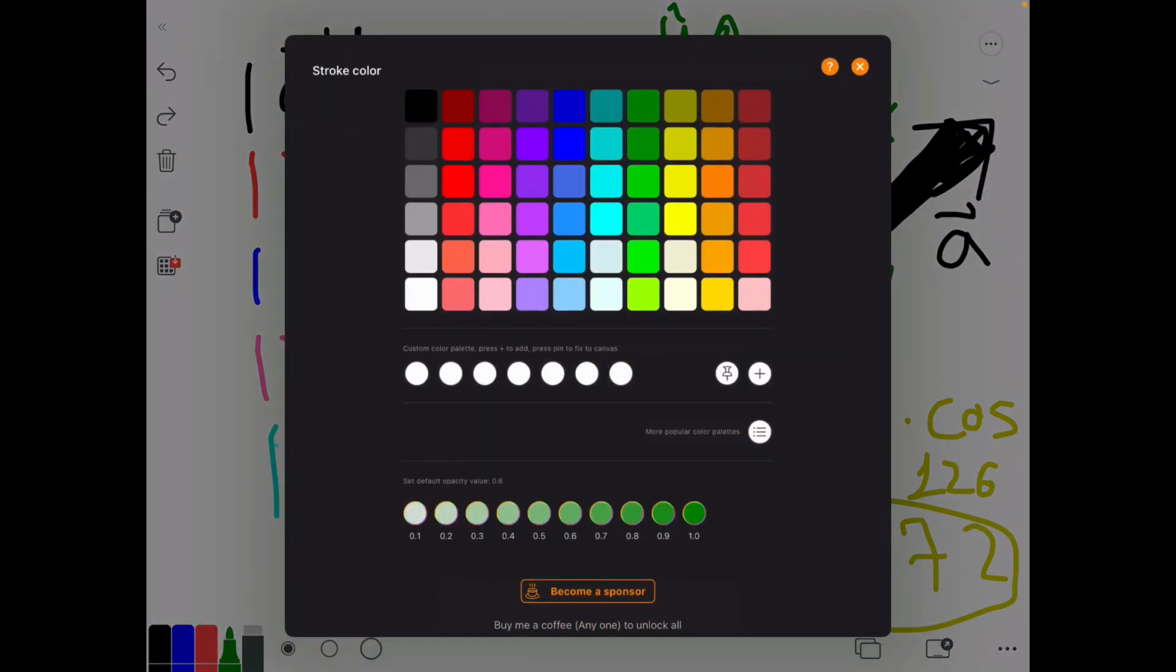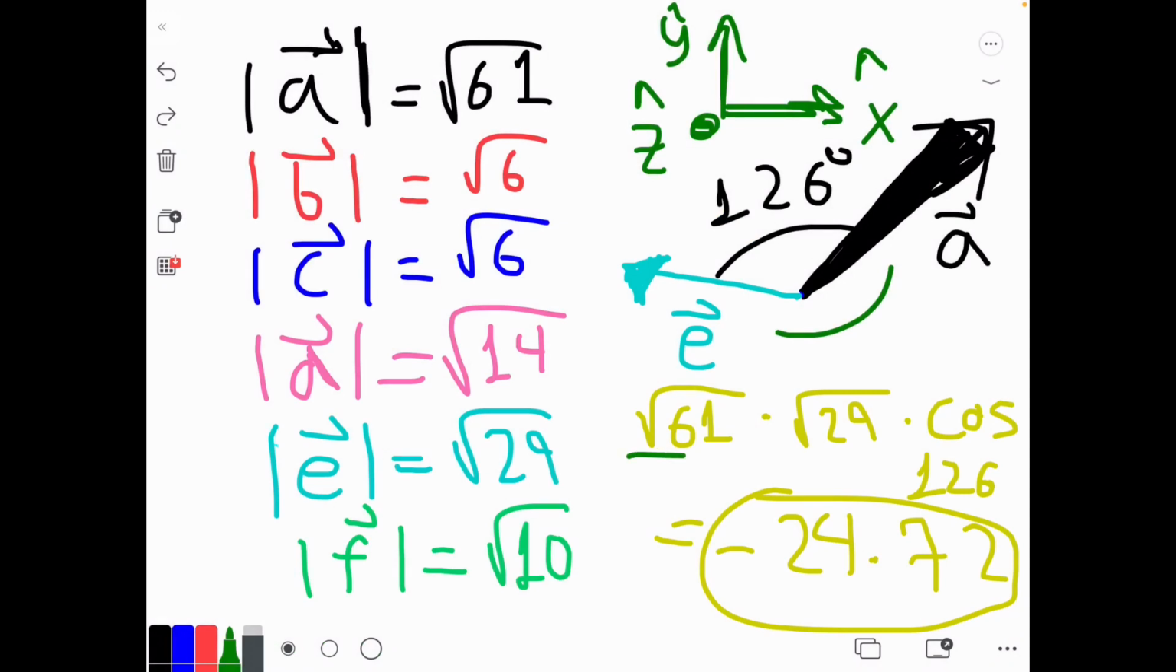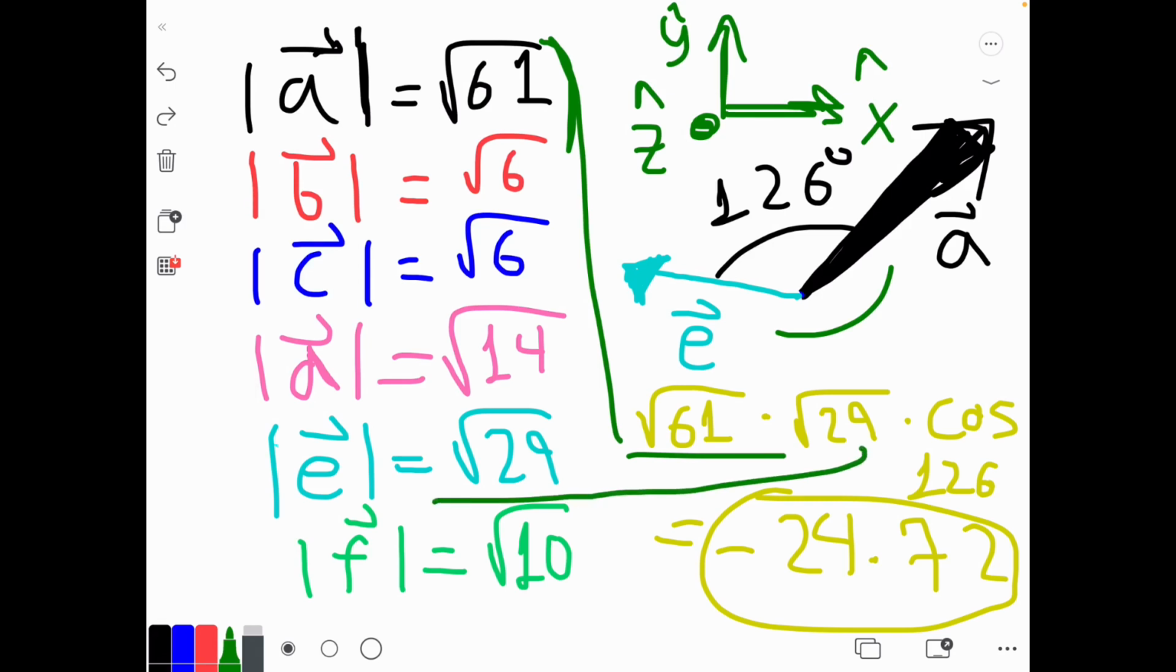So now we're going to do the dot product. We're going to use the square root of 61, the magnitude that we get from the components of vector A, and the square root of 29, the magnitude that we get from the components of vector E, times the cosine of the angle between those two vectors, which is cosine of 126. When you put them together and get the dot product, you get negative 24.72, which is negative. So it proves that it's an obtuse dot product. It's supposed to give us a negative, so this is correct. A and E have an obtuse dot product when we put them together from the Cartesian coordinate system.